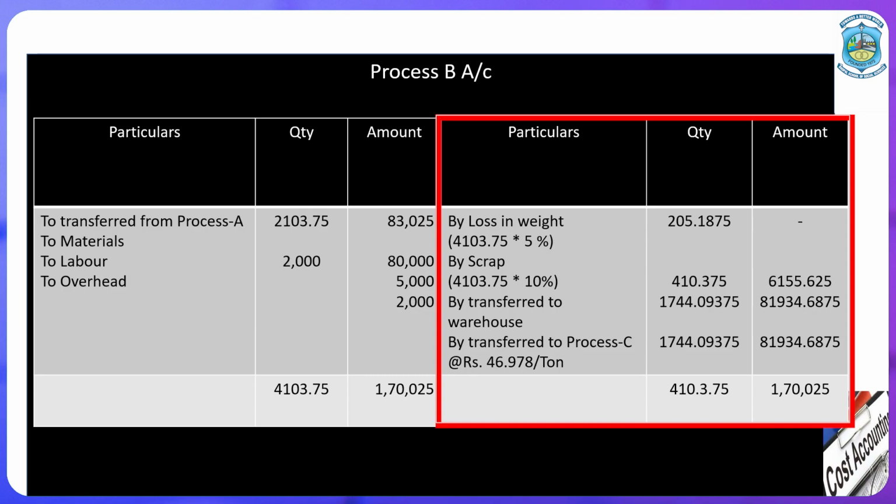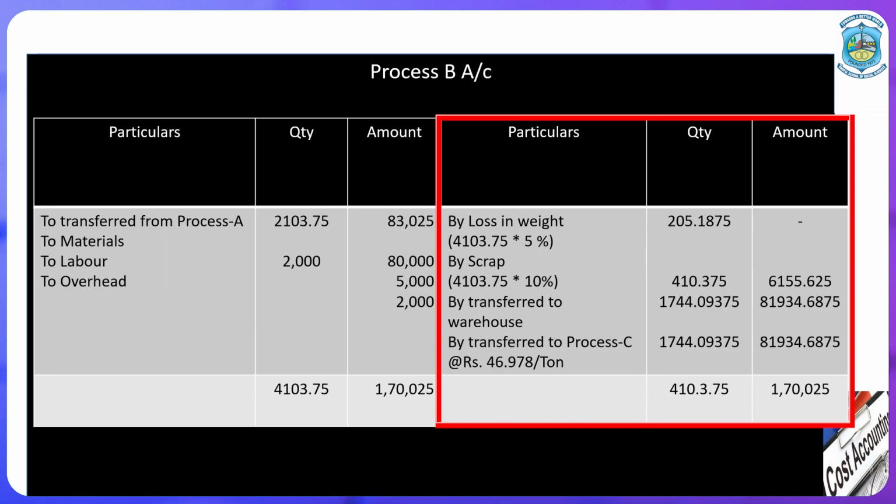Then again in the question it is mentioned scrap. Scrap is 10%. So, 10% on 4103.75 is 410.375, but this realizes an amount. So, when we multiply, the amount realized by sale of scrap is 6,155.625. 6,155.625 is the amount realized by sale of scrap. Now, the remaining is transferred to warehouse and to the next process. In this question, it is given that 50% is transferred to the next process and 50% to warehouse.